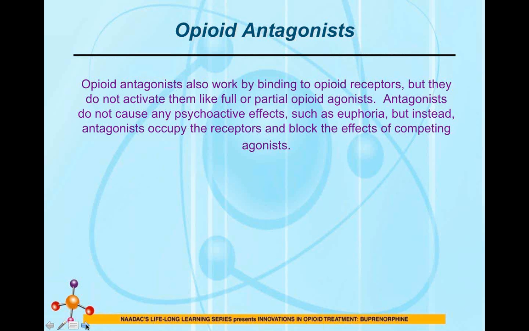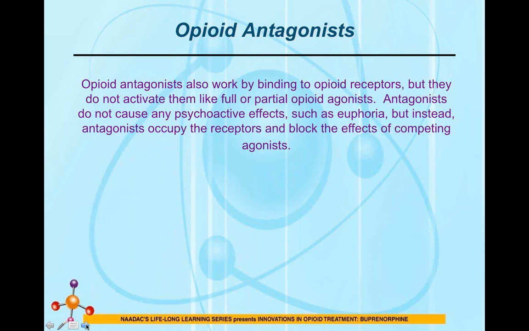And so then our last category is opioid antagonists. And these are the exact opposite of agonists. So they're antagonists. And so they work by also binding to those opioid receptors, just like the other two categories we talked about. But they do not activate them at all, like the full or partial opioid agonists do. Antagonists actually do not cause any psychoactive effects.